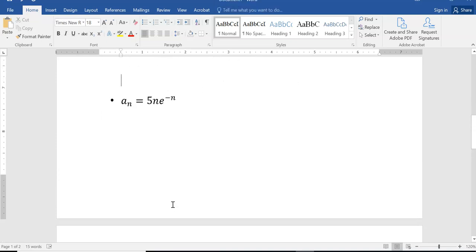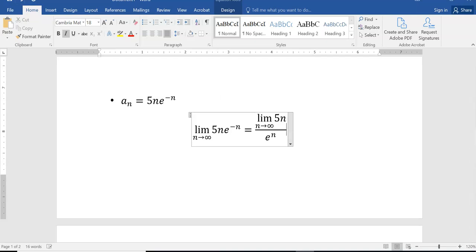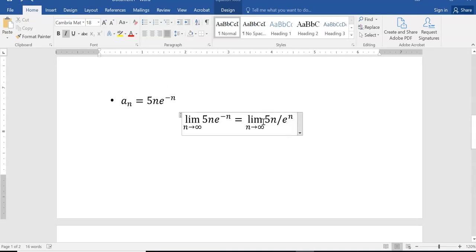All right, last problem here in this section. That was a little bit longer than I expected, so not a big deal. We're taking the limit of 5n e to the negative n. This one's going to be one of those that's easier to rewrite and see. So it's a lot easier to see this if we call this 5n divided by e to the n.